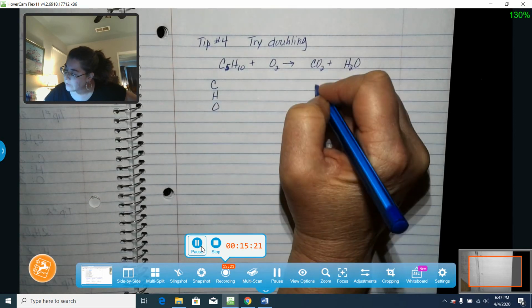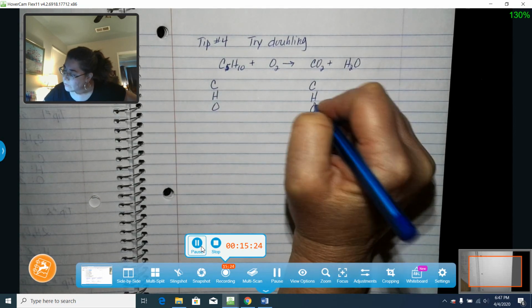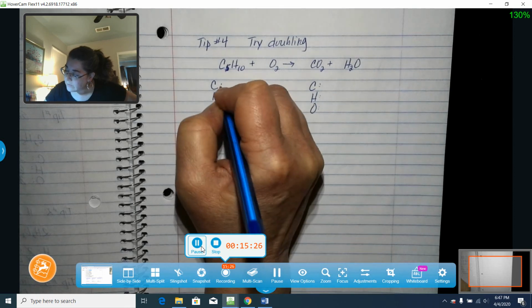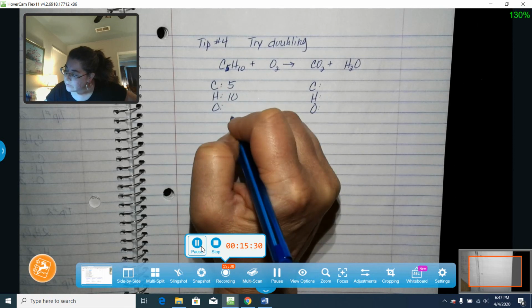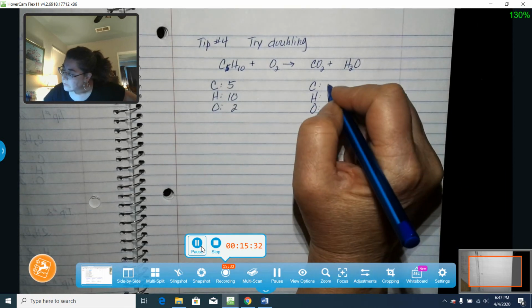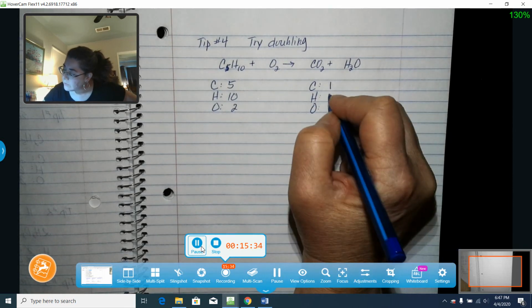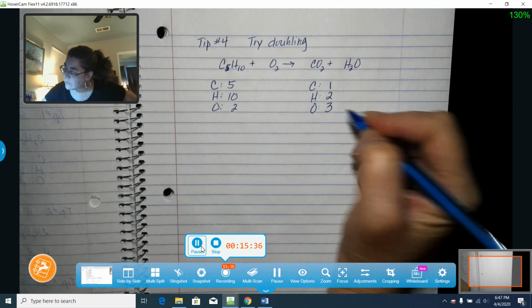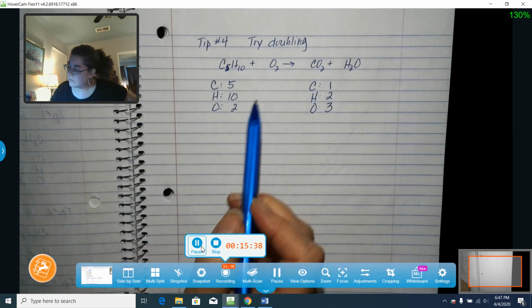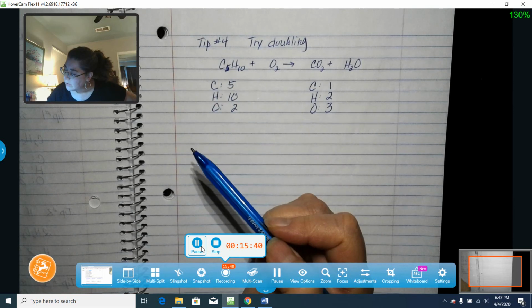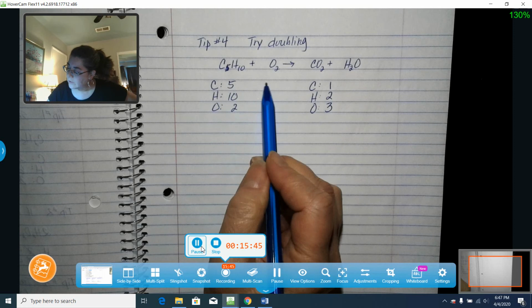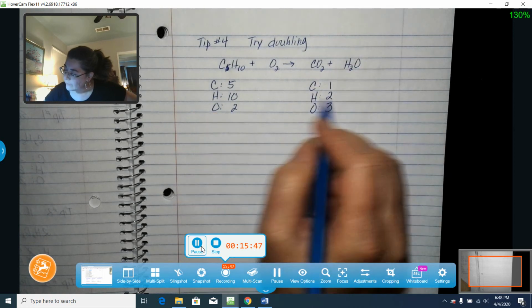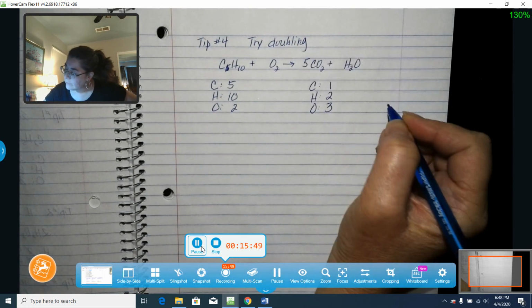CHO on this side, CHO on that side. I have 5 carbons, 10 hydrogens, and 2 oxygens here. On this side, 1 carbon, 2 hydrogens, and 3 oxygens. Okay, I am going to start with the most complicated molecule, so I'm going to balance my carbons first and then my hydrogens. So carbon, I need 5, so I'm going to put a 5 in front.